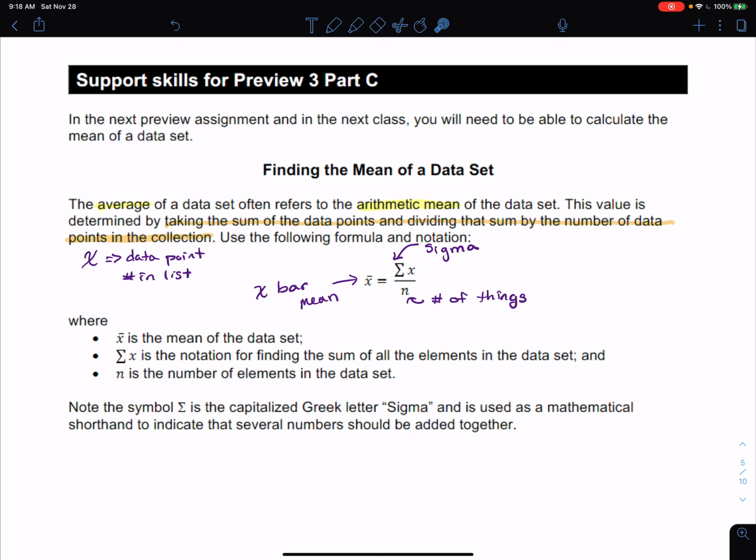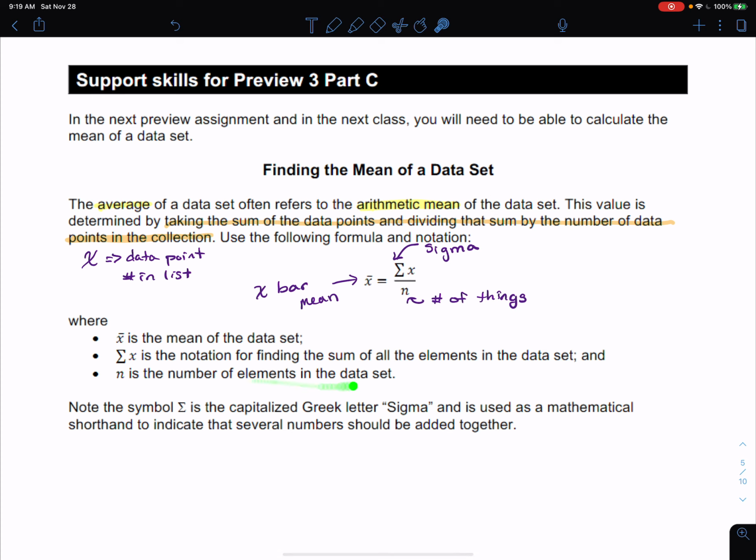So if we're talking about what all of these things mean, the x with the bar on top of it is the symbol for the mean, the thing that we're trying to find. That sigma is the Greek letter that looks kind of like a weird E. And then x is a data point in the list, so it's one of the numbers they gave us. So that sigma x is the notation for finding the sum. That sigma means add them all up of all of the elements in the data set. And then that n is the number of elements in the data set. So it's the number of things that we have.